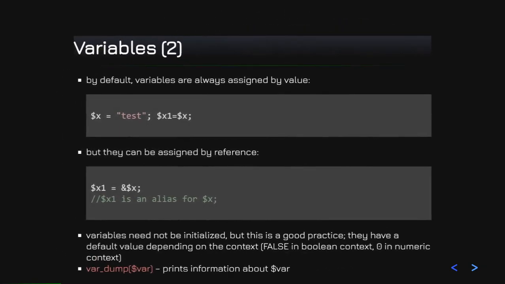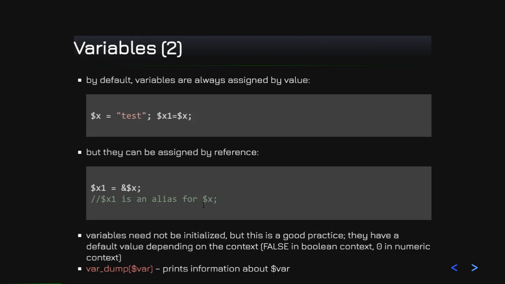Still about variables, by default, variables are always assigned by value, like this. So if we write something like this, and then we write something like this, then the x1 variable will be equal to the value of the x variable, which is test. But we can also assign them by reference, like this, and here, if we change x1, x will change automatically because x1 is a reference to x. It's an alias of x.